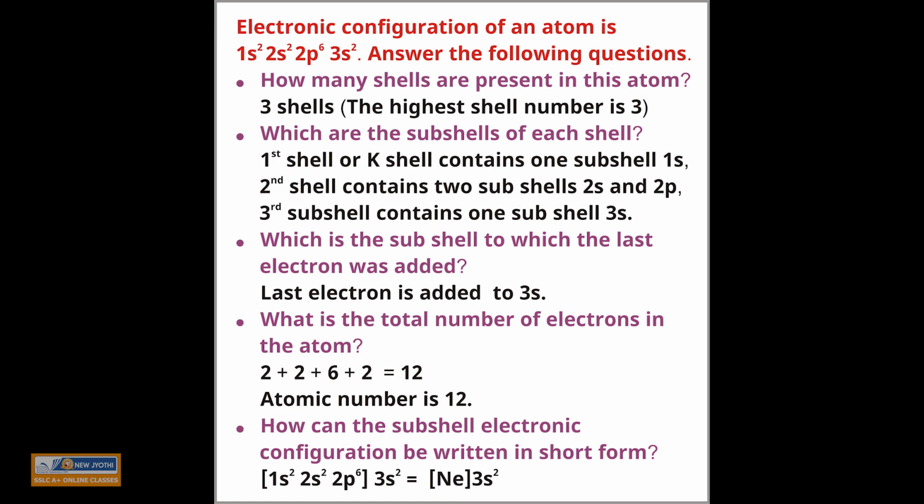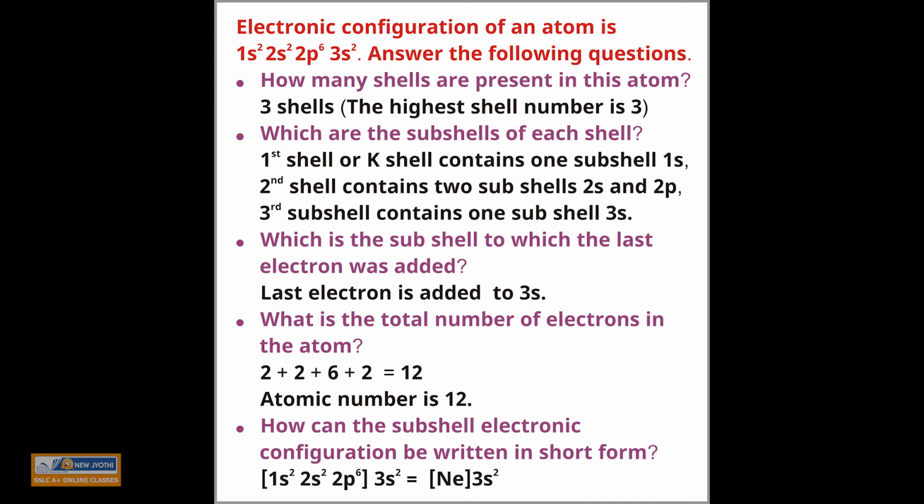Which are the subshells of each shell? There are 3 shells. First shell or K shell contains one subshell, that is 1s. Second shell contains 2 subshells, 2s and 2p. Third shell contains one subshell, 3s. Which is the subshell to which the last electron was added? Last electron is added to 3s.